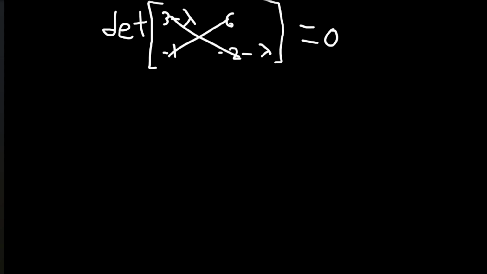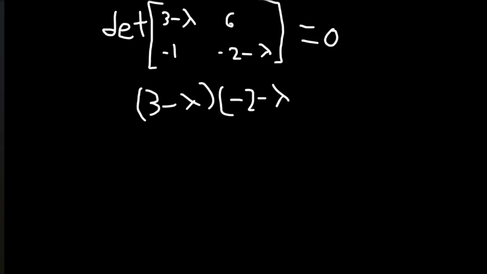And so when we do that, we're going to end up with 3 minus lambda times -2 minus lambda, minus 6 times -1 is equal to 0.